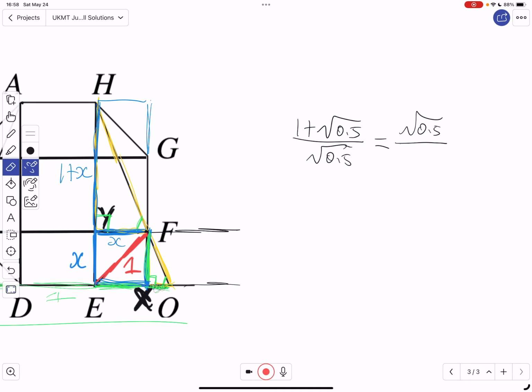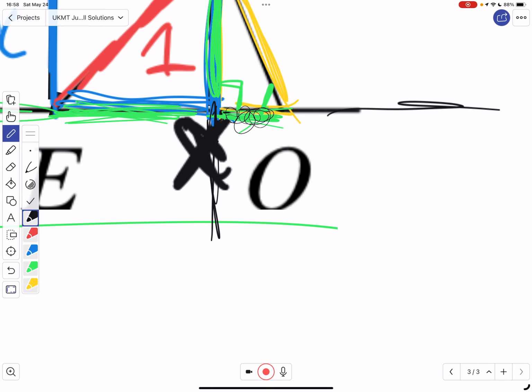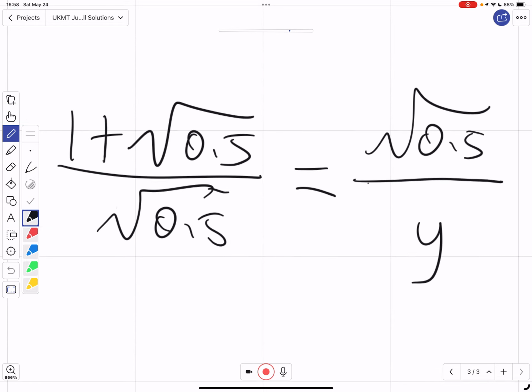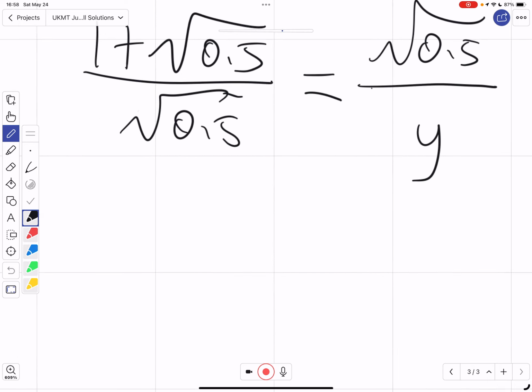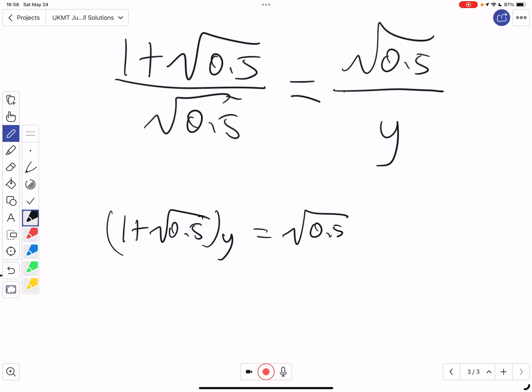Let me just label that side y. So I'm going to call this mystery length over here y. And we return to our equation here. Now we can do some cross multiplying and simplification to get 1 plus the square root of 0.5 multiplied by y is equal to the square root of 0.5 times the square root of 0.5.